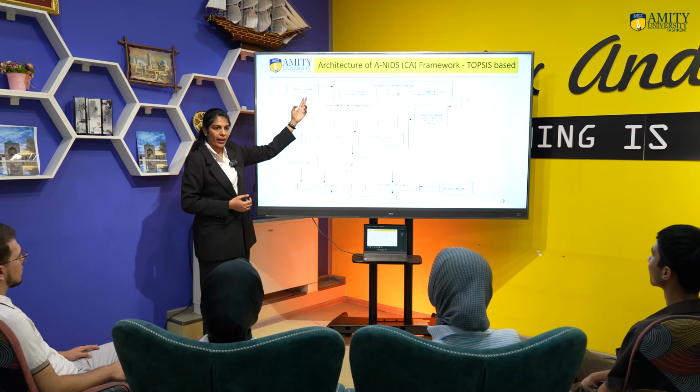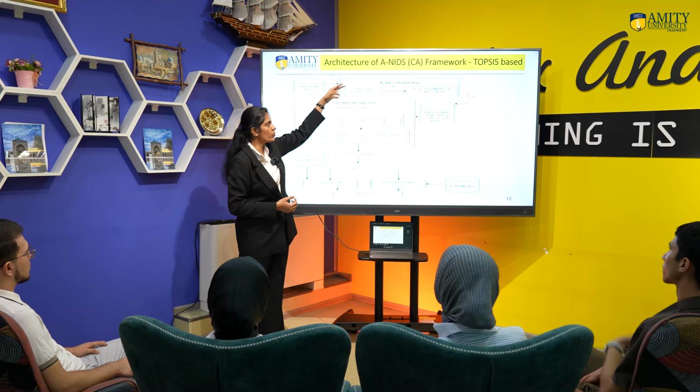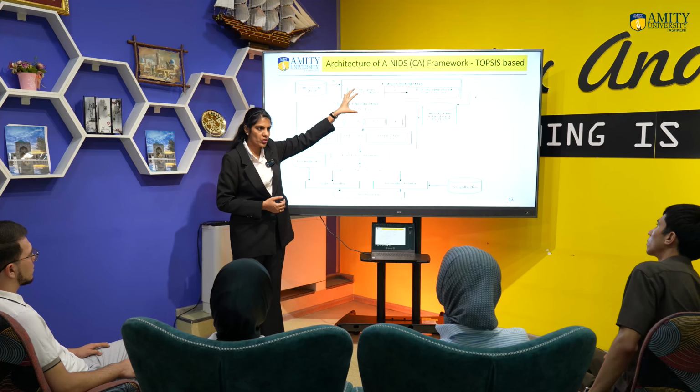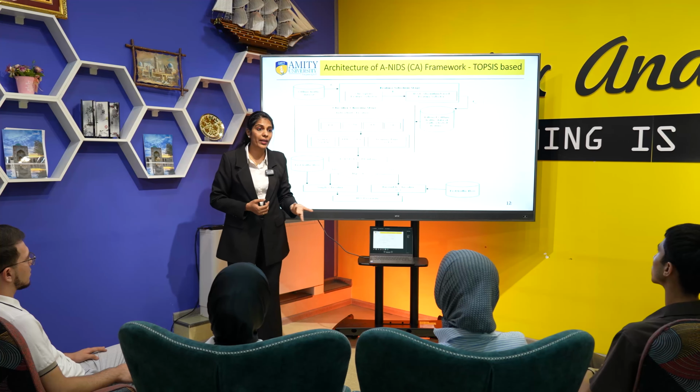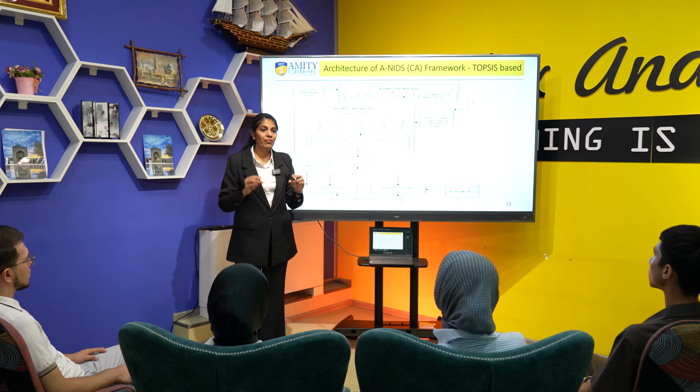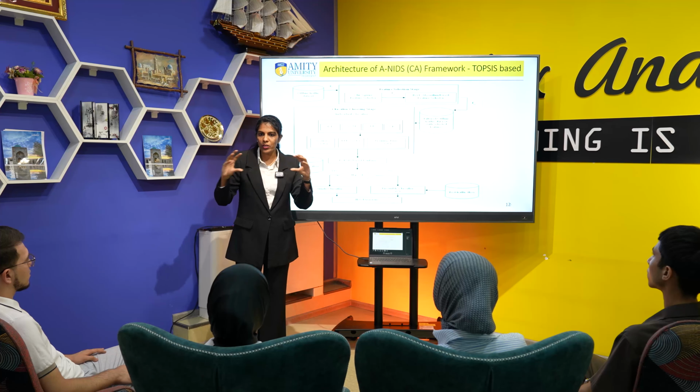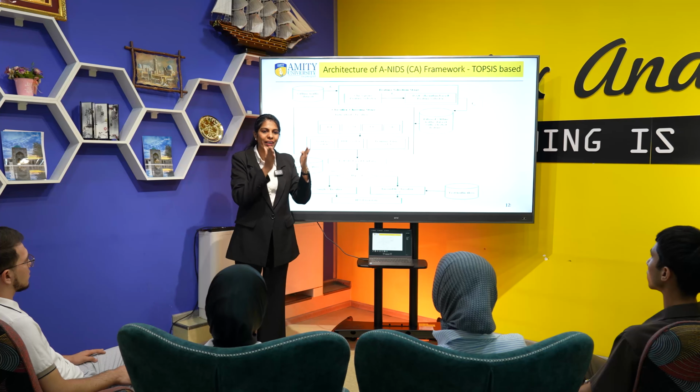So this particular traffic will be fed as input to some feature selection algorithms. Why have we given it to feature selection? Because of the curse of dimensionality. If your data has so much traffic, we have to cut short your features.